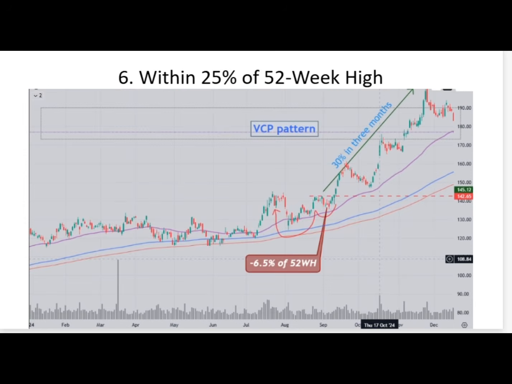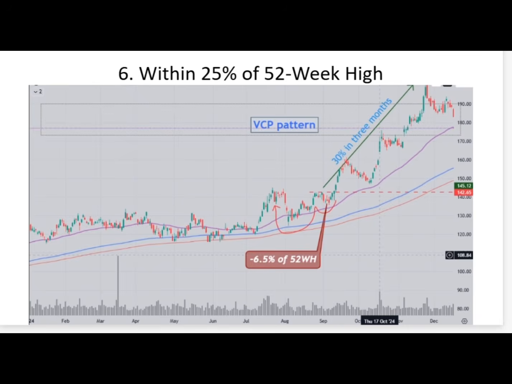Leaders hang near highs. Stocks that hover within 25% of their 52-week high are typically basing, not breaking. This is a sign of controlled power, not exhaustion. It's a breeding ground for breakouts. Buying close to the highs may seem scary, but that's where the pros play. If it breaks out from a tight zone near its high, the stock has the strength to run. You're not chasing, you are confirming.